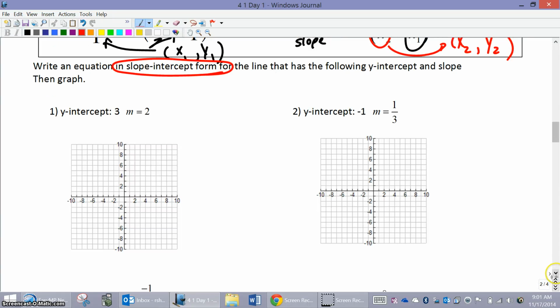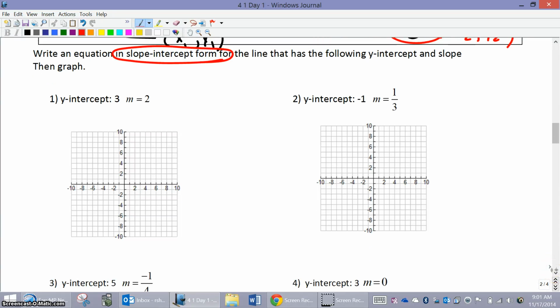On the first one, I want you to write it down in both forms, in both ways. But on 2, 3, and 4, I just want you to do it the quick way. All right, we'll get there. So on the left over here, we're going to do it the slow way.